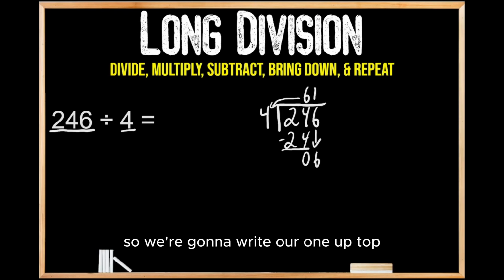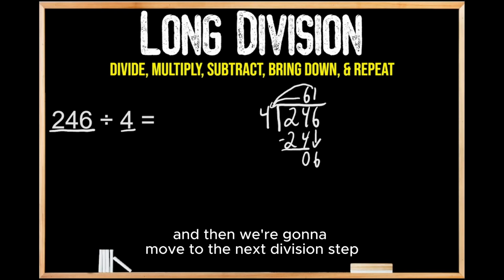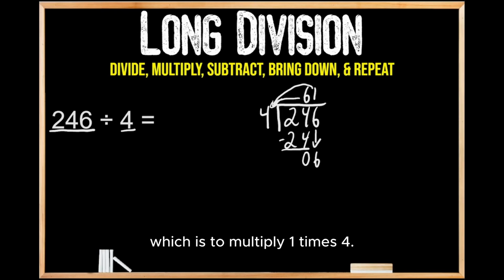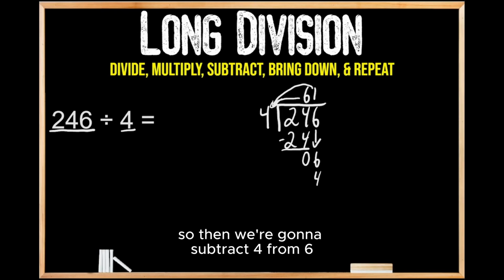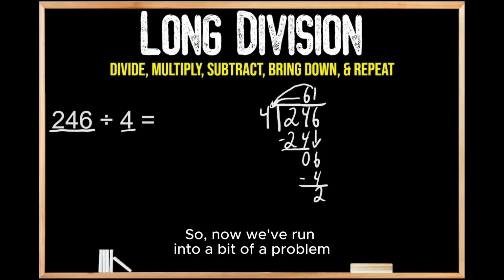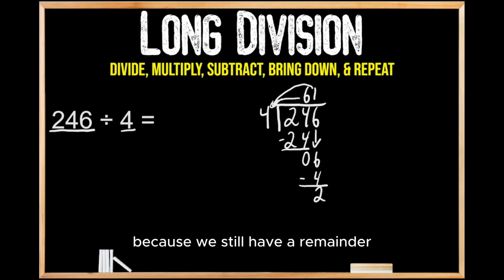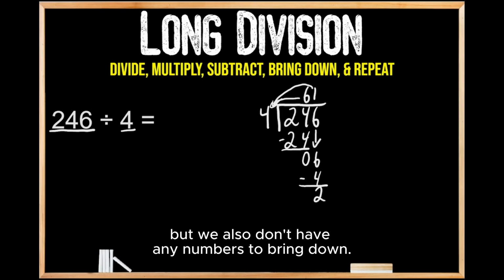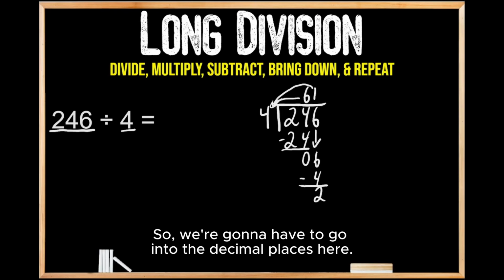and then we're going to move to the next division step, which is to multiply 1 times 4, which gives us 4. So then we're going to subtract 4 from 6, which is going to leave us with 2. So now we've run into a bit of a problem because we still have a remainder when we can't leave a remainder, but we also don't have any numbers to bring down. So we're going to have to go into the decimal places here.